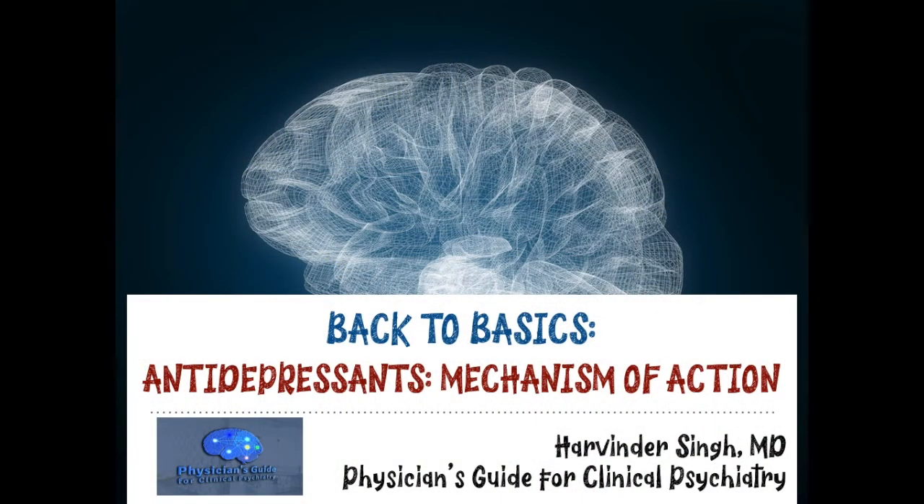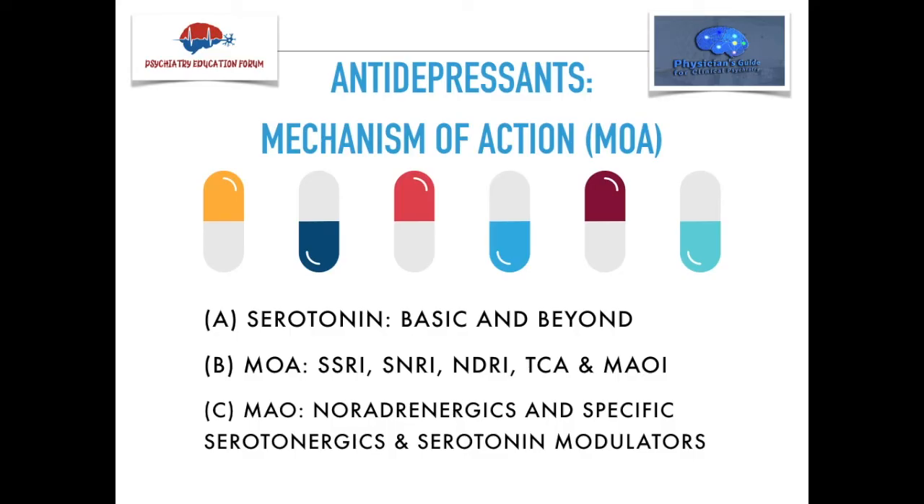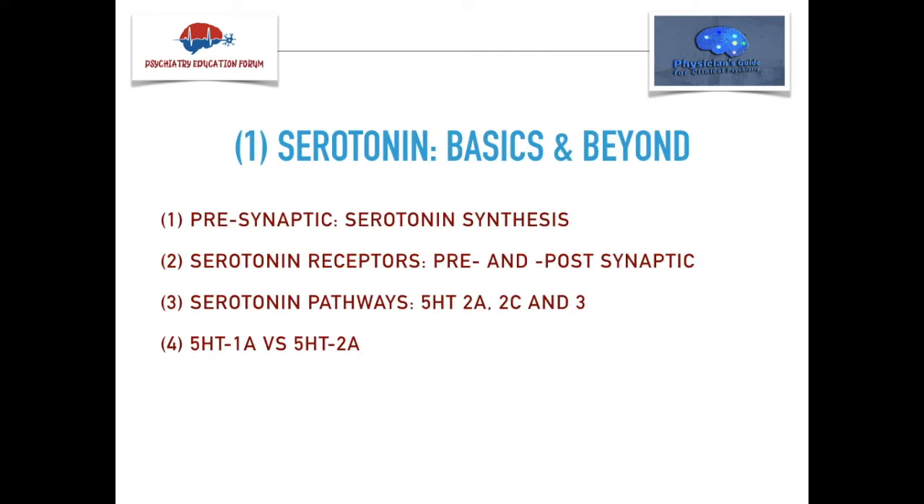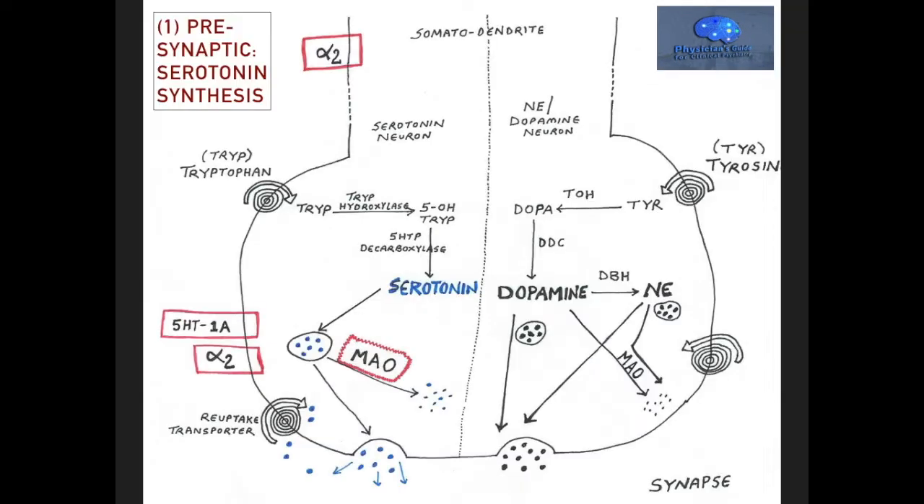So let's begin our discussion of this Back to Basics series with focus on antidepressants, mechanism of action. As I discussed, these are the three video chapters that I will talk about. Today we are starting with the first one, which is serotonin, basics, and beyond. Here I will talk about mainly presynaptic and postsynaptic neurons, mainly how serotonin is synthesized in presynaptic neuron, what receptors are there on pre and postsynaptic neuron, what are the serotonin pathways, and how receptors play a role, and last, a very brief overview of how 1A and 2A serotonin receptors are different. So let's begin with the serotonin synthesis.